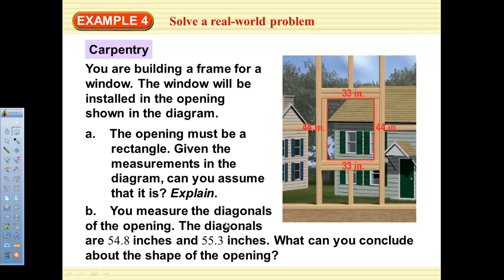The second part says we measure the diagonals. The diagonals are 54.8 and 55.3. Since these two diagonals are not equal to each other, and one of the properties of a rectangle is that the diagonals are congruent, these diagonals are not congruent, therefore it can only be a parallelogram. It cannot be a rectangle.